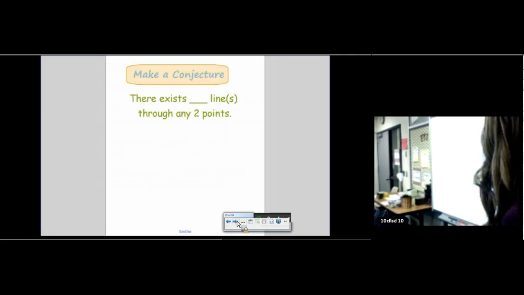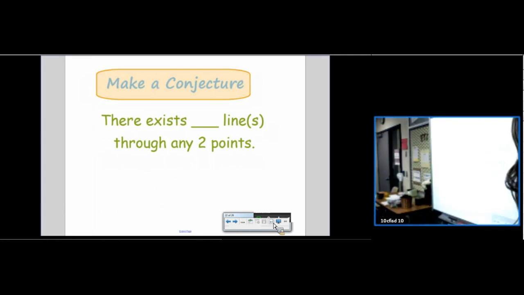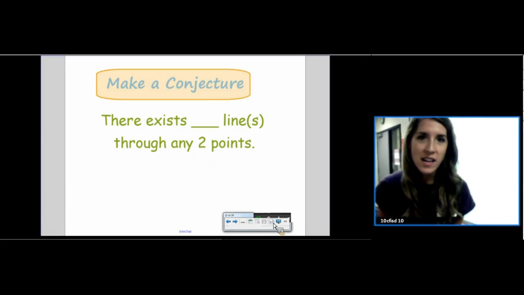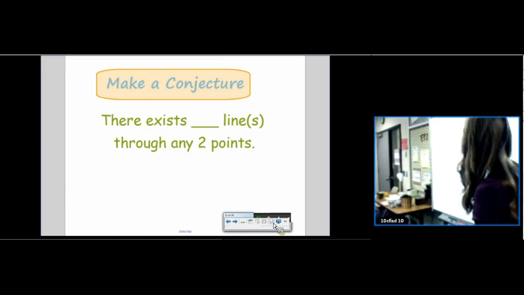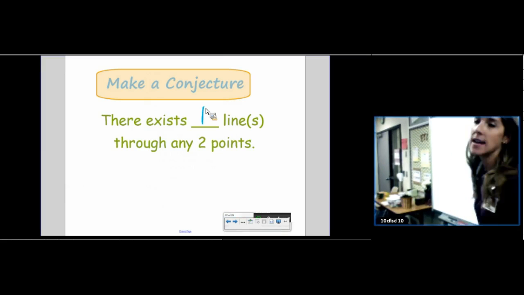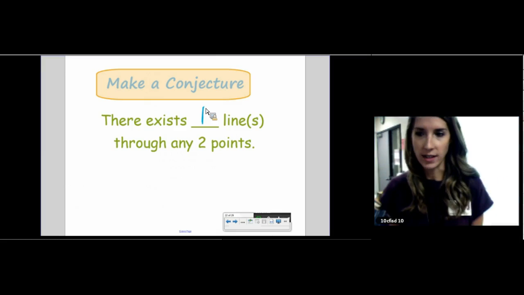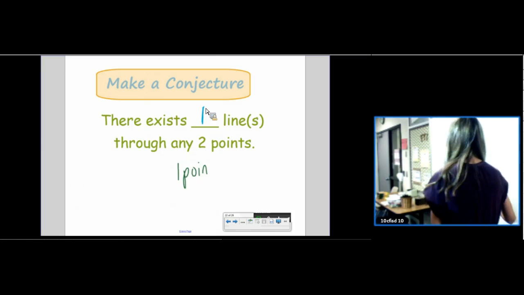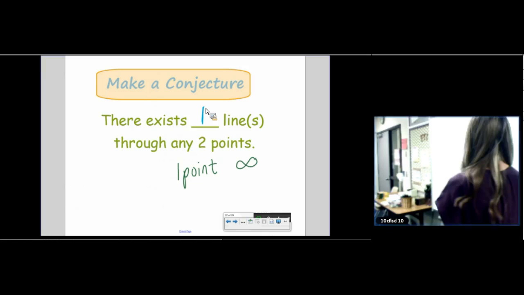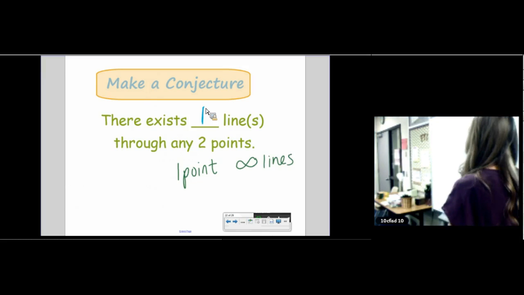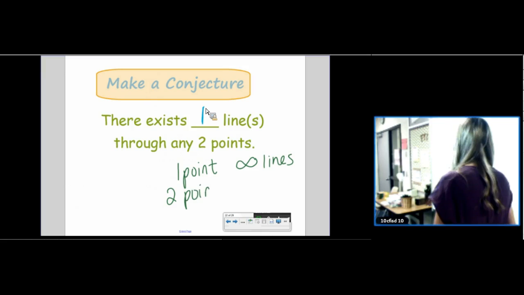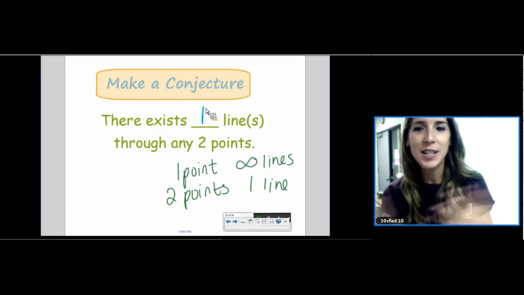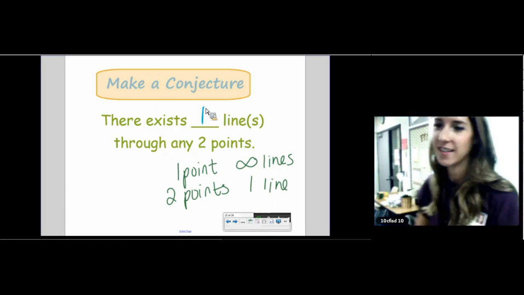Okay? So make a conjecture. There exist blank lines through any 2 points. One unique line. Good. There exists one and only one unique line through any 2 points. So isn't that crazy? When I have 1 point, I can draw an infinite number of lines. But as soon as I have 2 points, I can only draw 1 line. It goes from infinite to 1, just like that. Crazy.